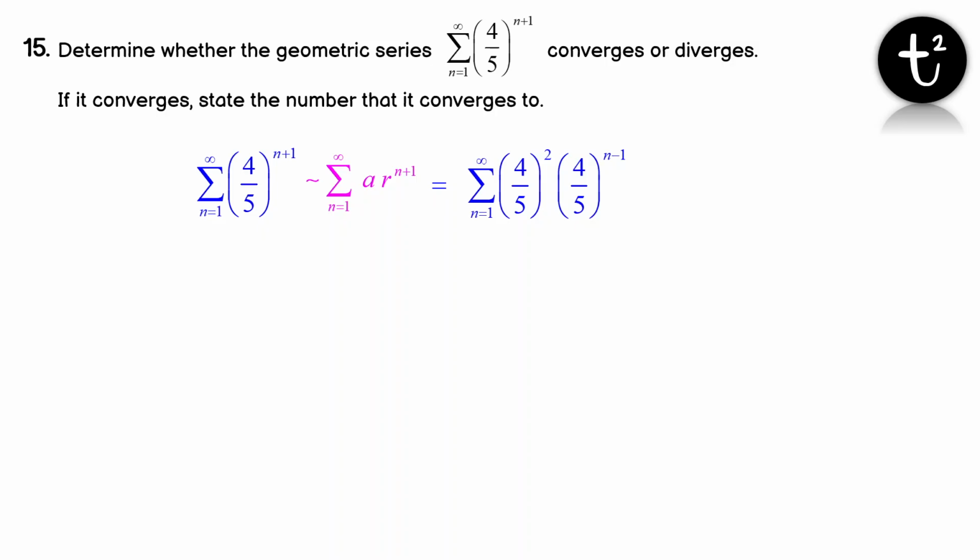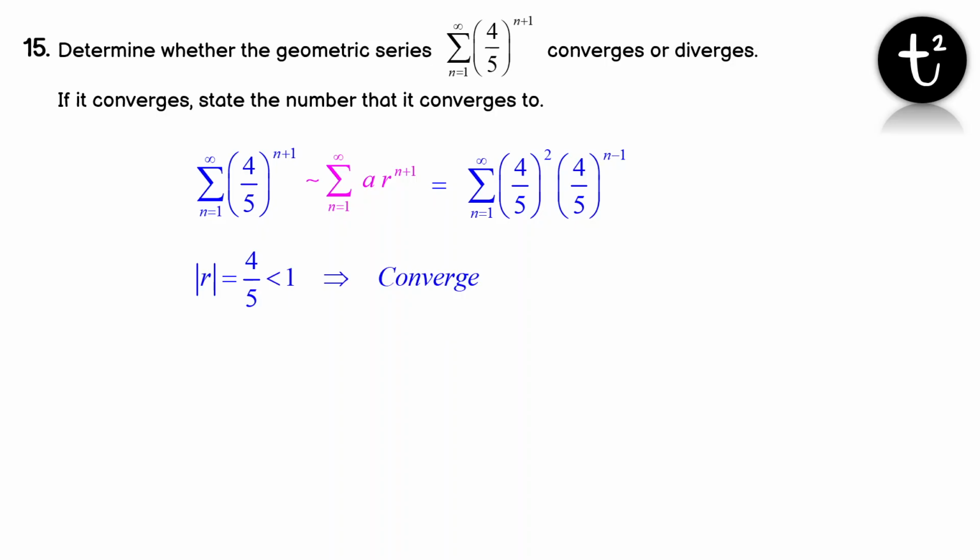4 over 5. So we could write this as the sum going from 1 to infinity of 4 over 5 squared times 4 over 5 to the power n minus 1. This would be an equivalent way of writing the expression. And now it is in the correct form. I have my sum starting at 1. This is now in the form a times r to the power n minus 1, which is the correct form.